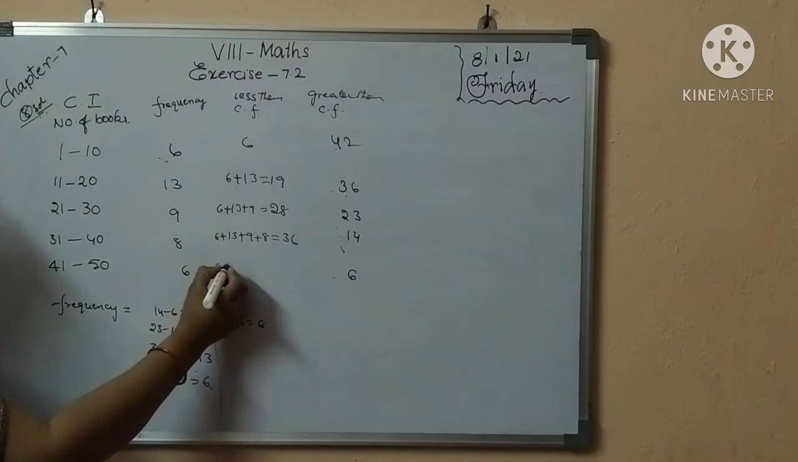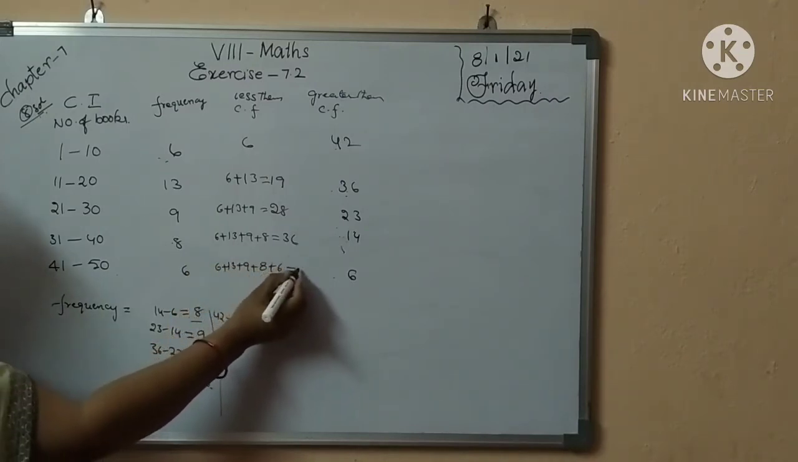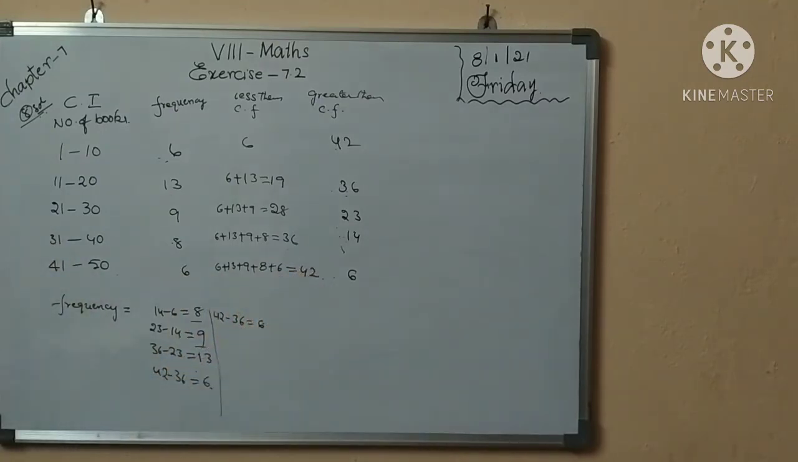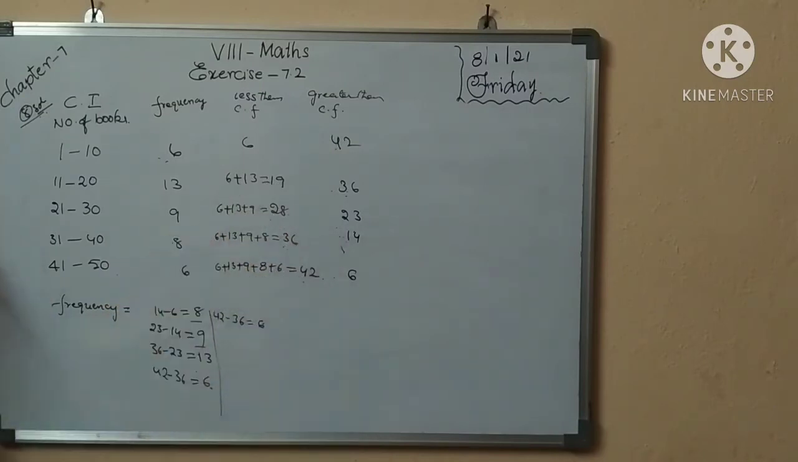Next, 6 plus 13 plus 9 plus 8 plus 6 equal to 36, plus 6, 42. So write here 6, 19, 28, 36, 42. This is a less than cumulative frequency. Okay, children, that is the 8th solution.